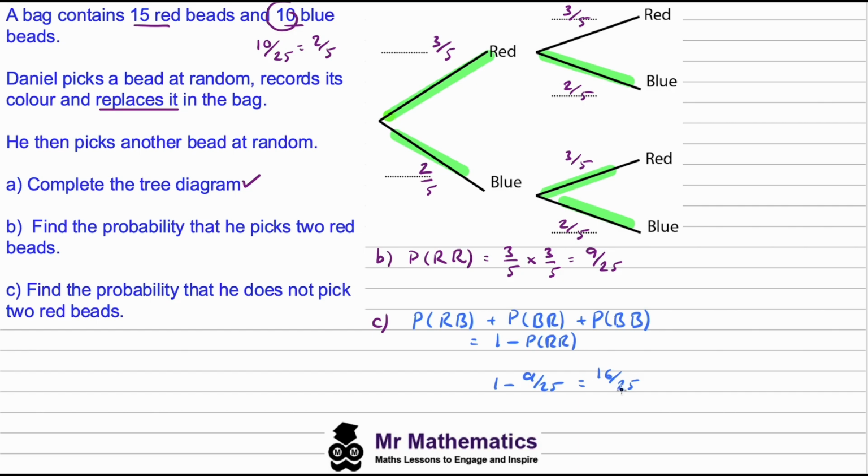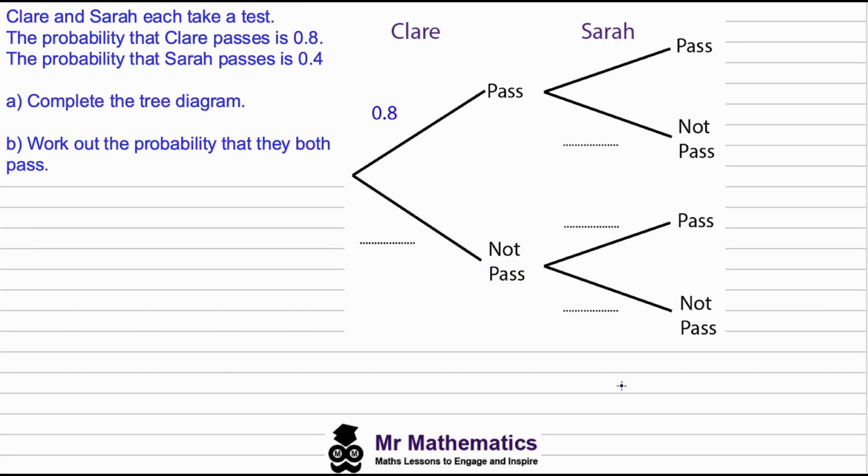Let's try an exam style question. So in this question, we're told that Claire and Sarah each take a test. The probability that Claire passes is 0.8, and the probability that Sarah passes is 0.4. We've been asked to complete the tree diagram and then to work out the probability that they both pass. So do you want to try this question yourself?